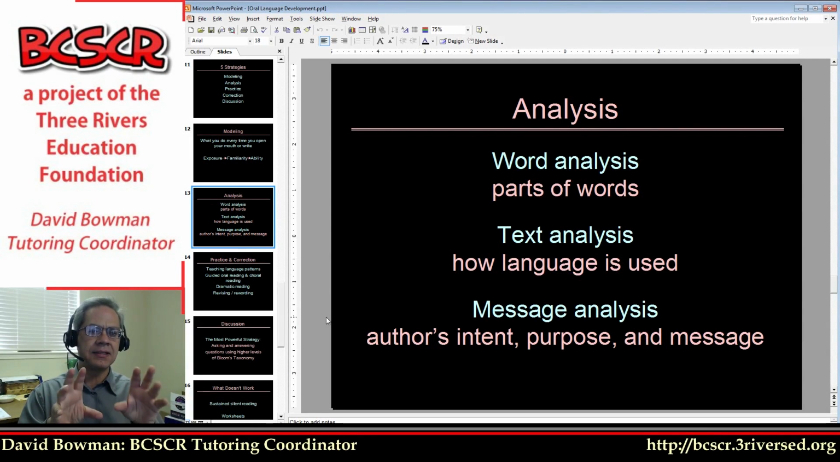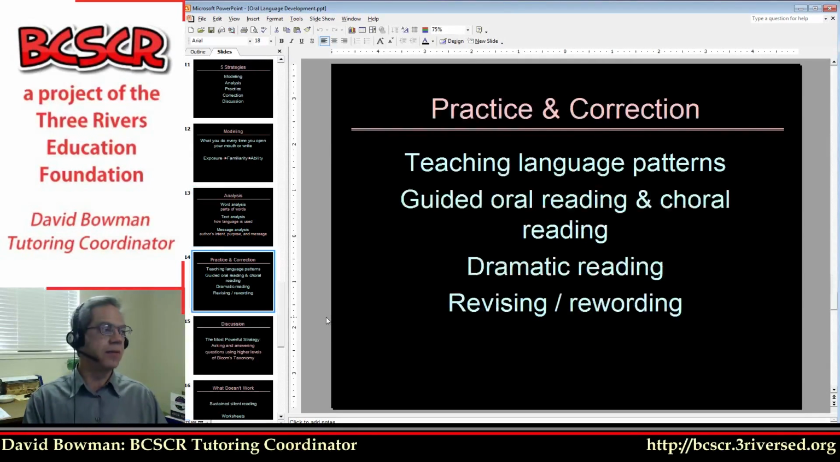So it's really an in-depth study of how language is being used in a reading selection, in a context, a particular situation, and so forth. So that's the analysis piece. So anything around analyzing language usage is going to contribute to oral language development.